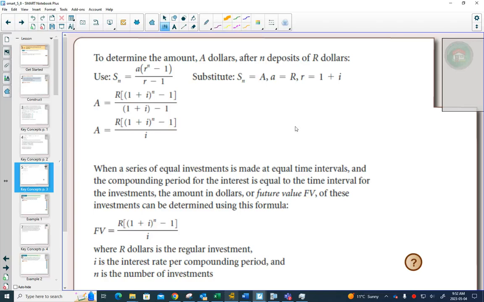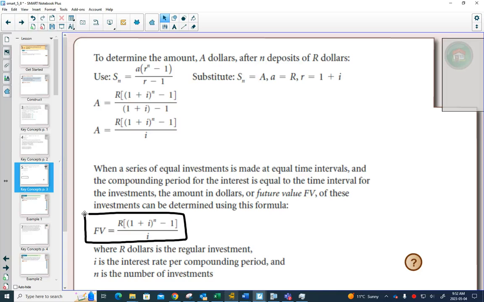And on page 431, you have this formula, a new formula that gets used when you want to see what your future value is going to be if you are making investments at a regular interval. So this would be like, okay, you get a job and you decide, I'm going to save $200 a month so I can go on a big trip.